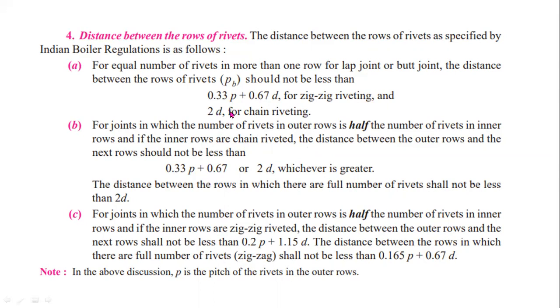Now 2D, that is 2 into D, for chain riveting. These are all the values for back pitch: 0.33 P plus 0.67 D, or 2D.